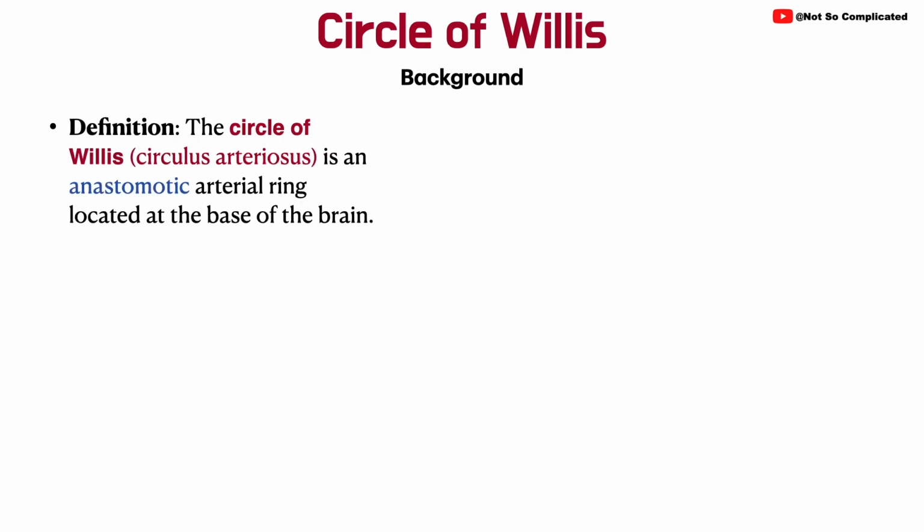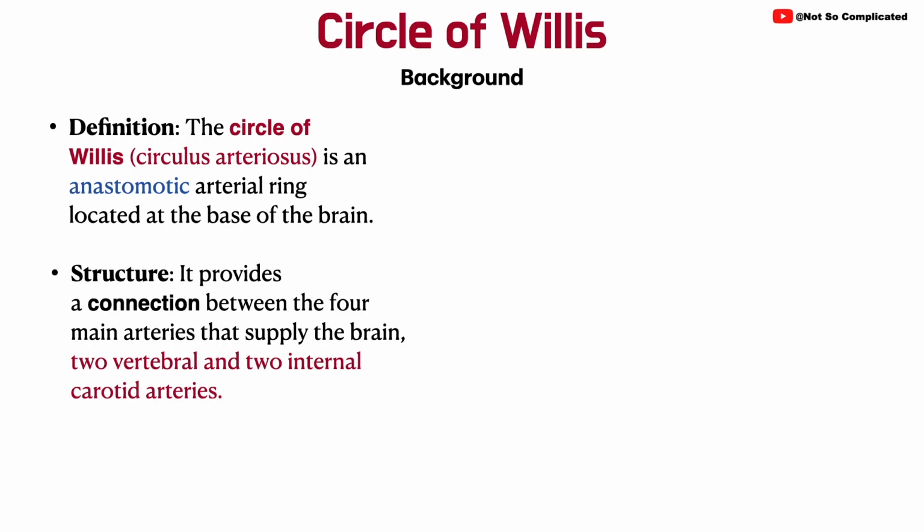So Circle of Willis is also called a circulus arteriosus. It is an anastomotic arterial ring located at the base of the brain, and it supplies blood and nutrients to the brain regions. This is one of the main vital parts of the cerebrovascular system. The structure provides a connection between the four main arteries that supply the brain, and these are two vertebral arteries and two internal carotid arteries, right?